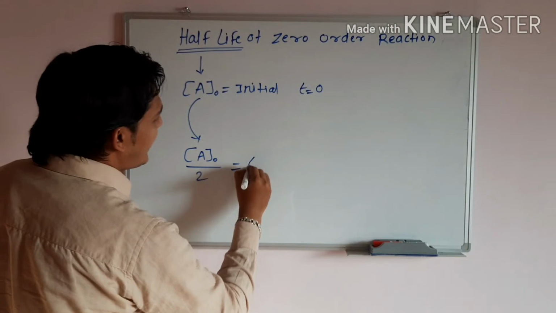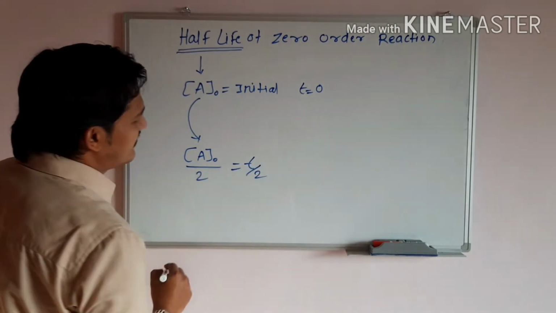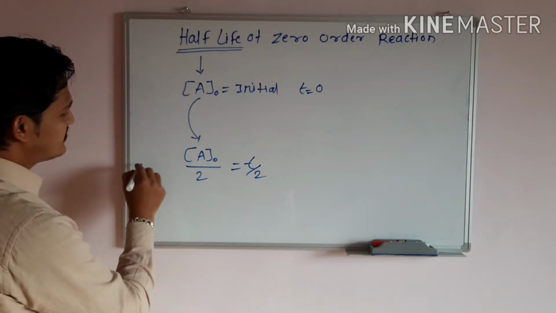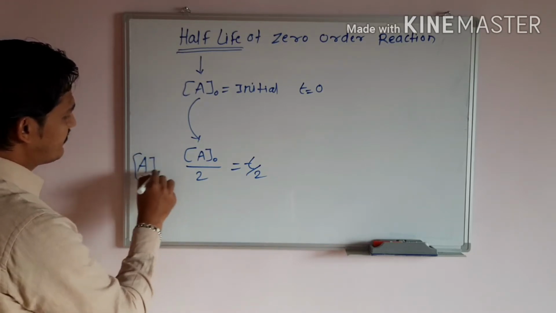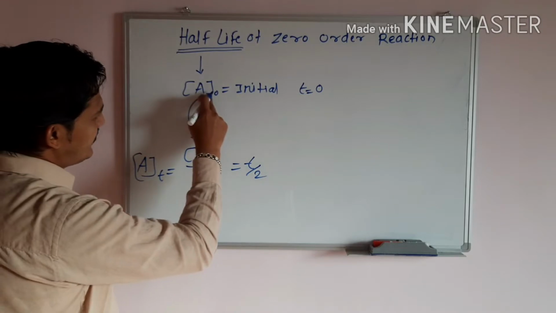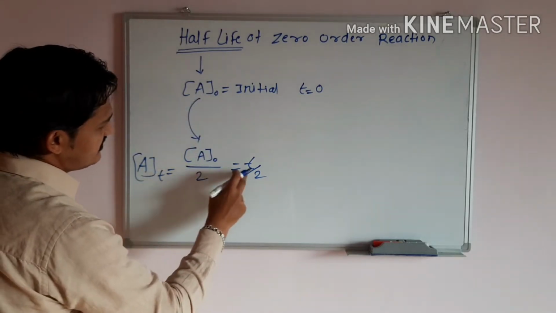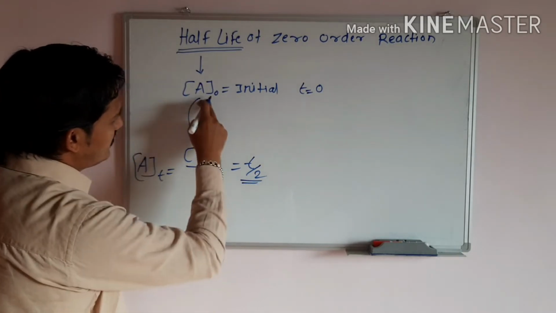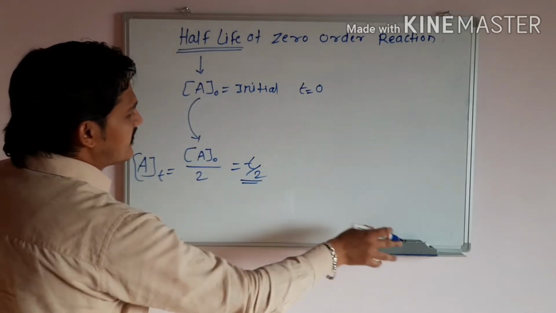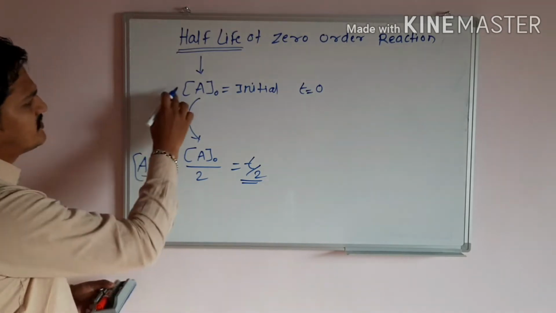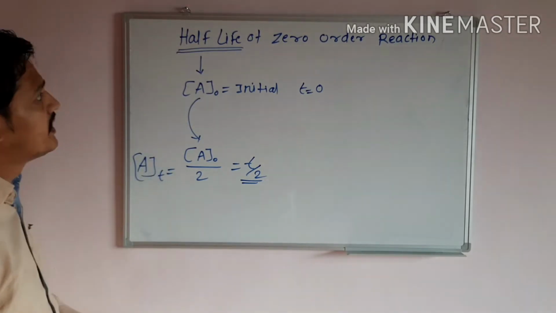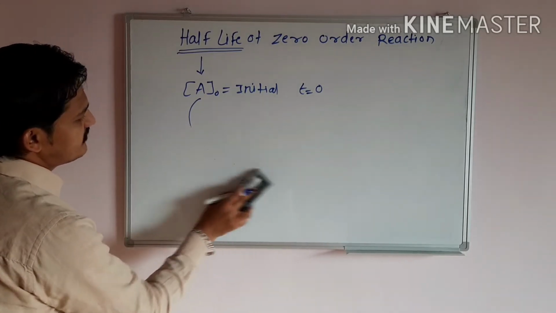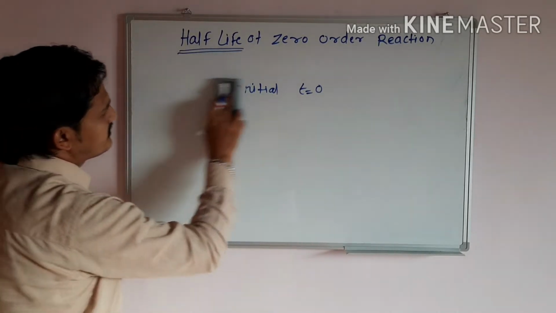Then time must be half. So these are the final values, the values of AT. The time required to reduce half of the initial concentration is called the half-life. Time is halved, and the initial value is also halved. So this is the starting value, and this is our final value. Then we have to describe the expression for half-life.